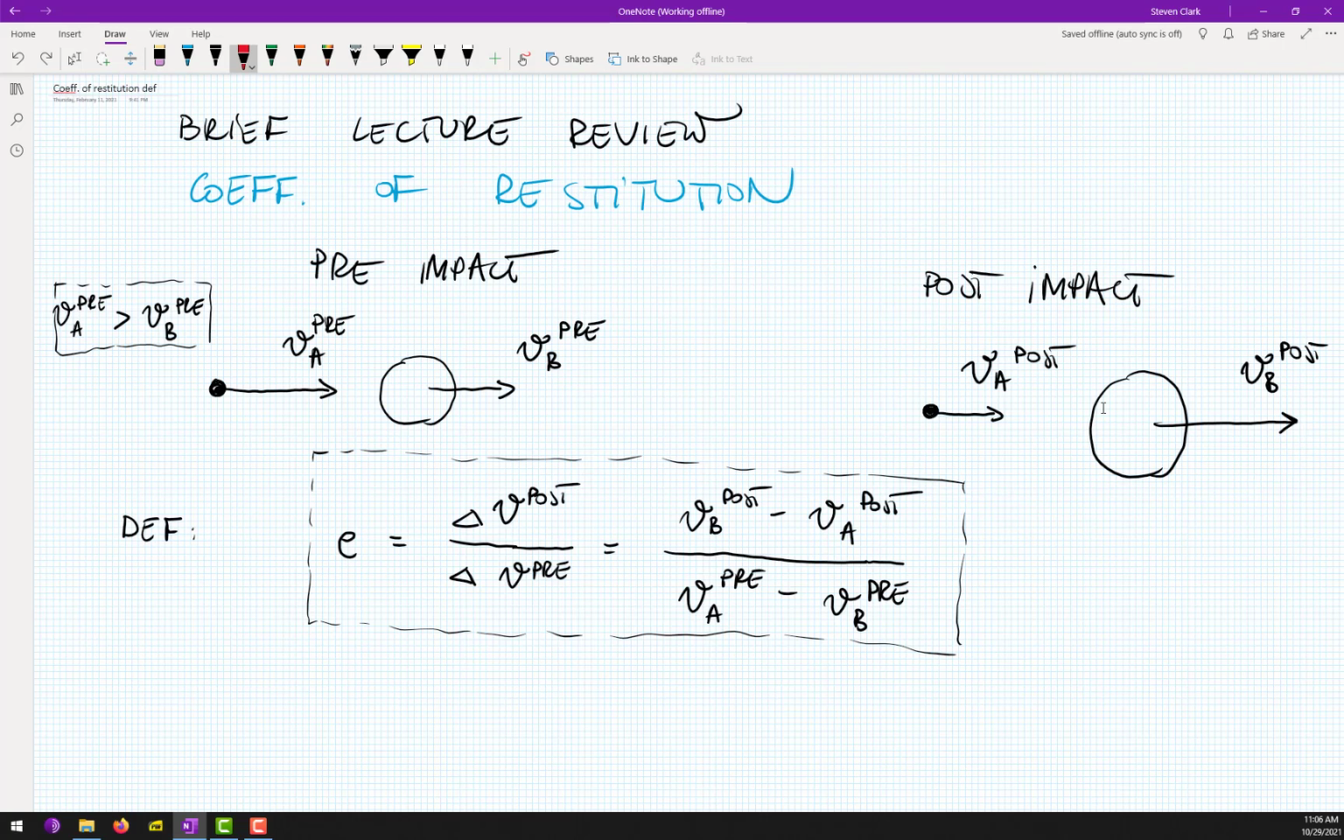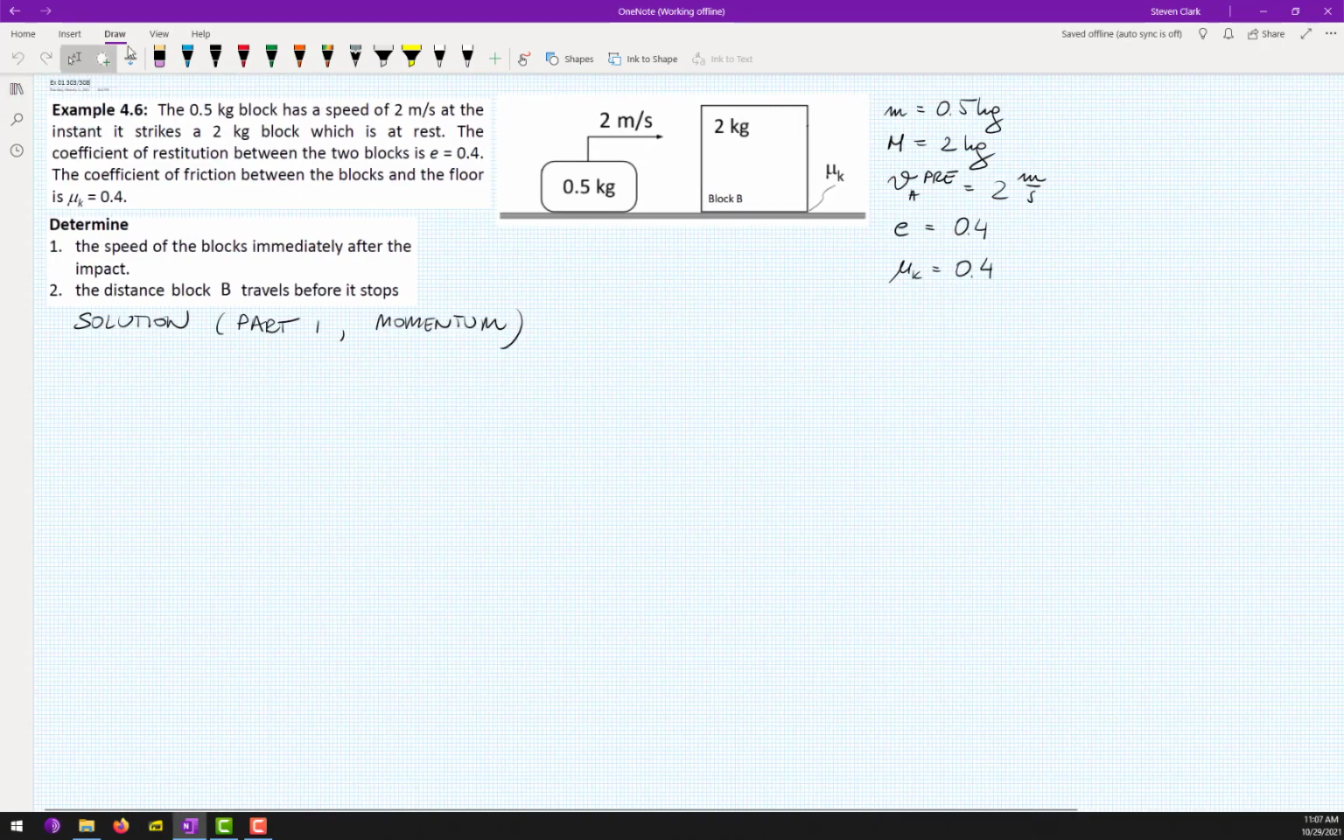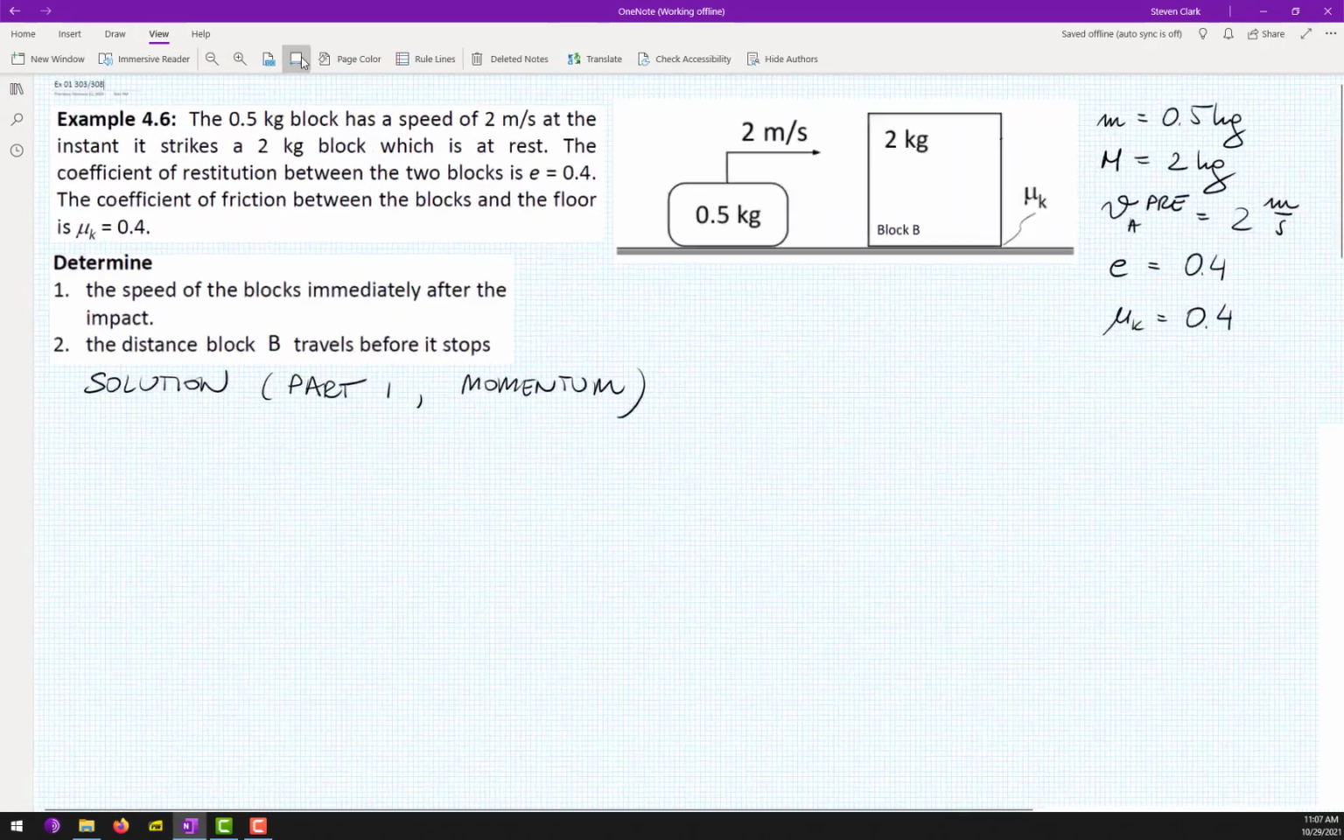However, what will happen if, at the very end of the solution, one of these velocities turns out to be negative? What does that mean? We have to flip it. That means the particle goes the other way. Okay, that's my brief lecture review. Any questions? So let's do examples maybe. You know what to do.